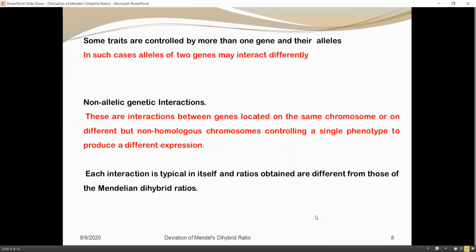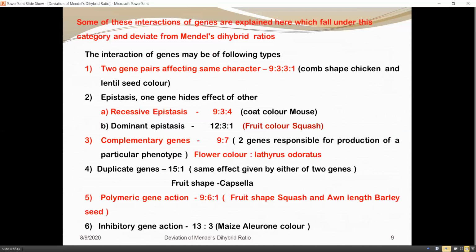Each interaction is typical in itself, and ratios obtained are different from those of Mendelian dihybrid ratio that we know. For two traits the ratio was 9:3:3:1. Some of these interactions of genes are explained here which fall under this category and deviate from Mendel's dihybrid ratio. The interaction of genes may be of the following types.